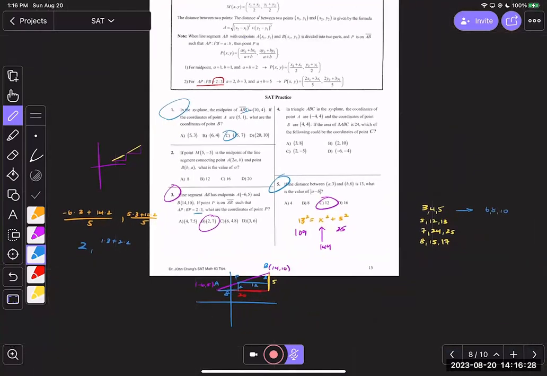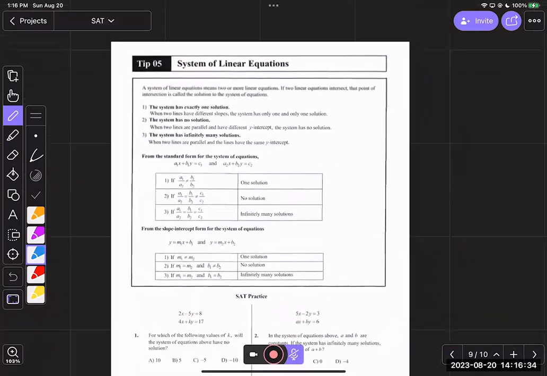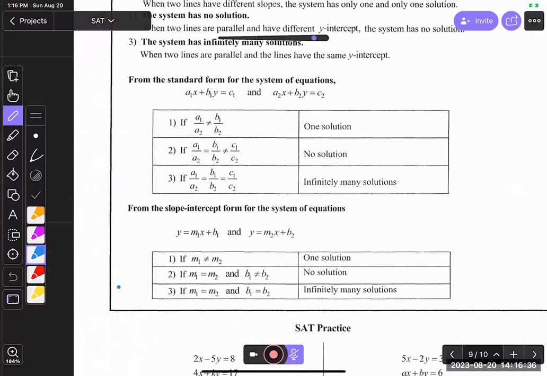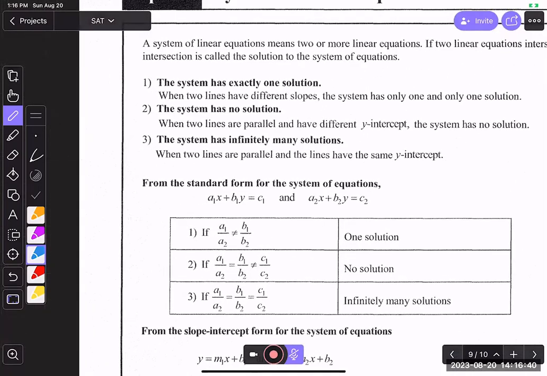So I'm just showing you guys a little bit of the variety of ways you can solve a problem. And then lastly, system of linear equations. For a system of linear equations, first off, you're going to have two different equations. So you're going to have AX plus BY equals C, and then a second one. And the idea here is this.